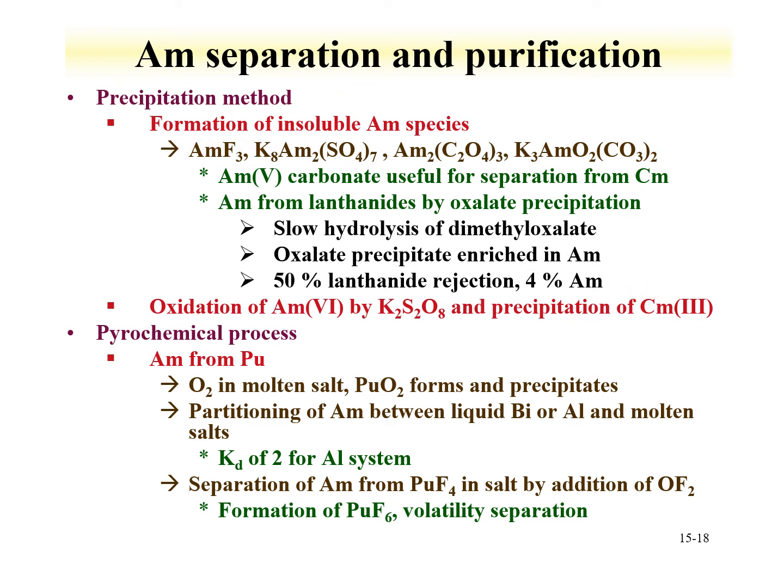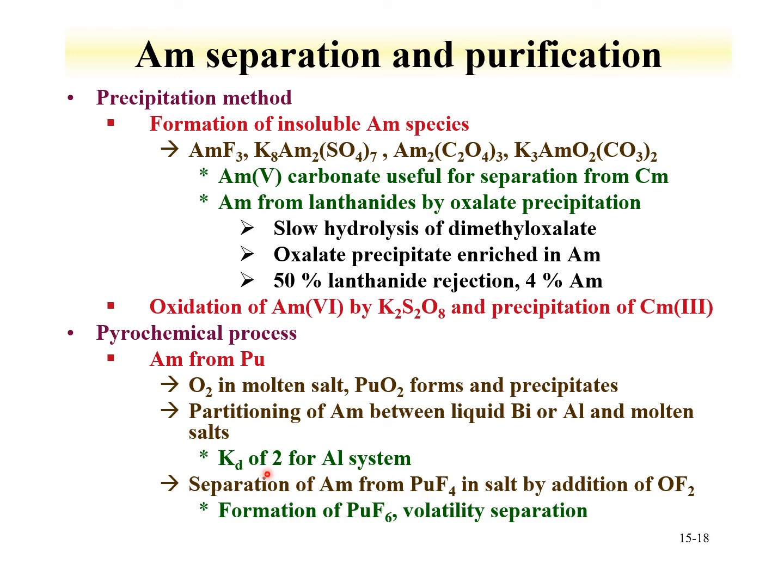So in this route, the hexavalent state is soluble, where curium, as a trivalent, could be precipitated by such species as the fluoride. There's also pyrochemical processes for separating americium, particularly from plutonium, where if in a molten salt system oxygen is introduced, plutonium dioxide forms and precipitates. And americium can also be partitioned between liquid bismuth or aluminum and molten salts. I think this could be thought of as the solvent extraction system, where the solvents are molten salt and a liquid metal. Distribution coefficients of 2 for the aluminum system have been achieved for americium.